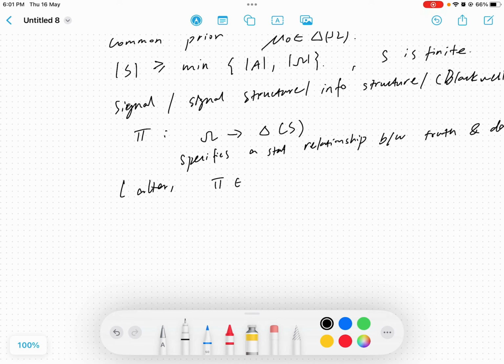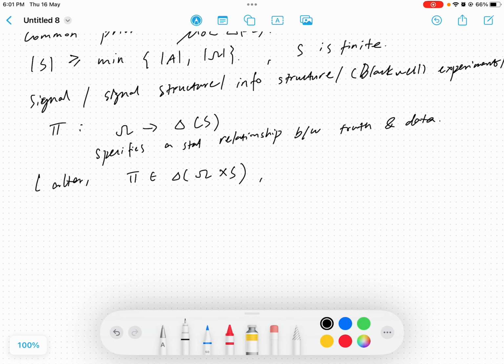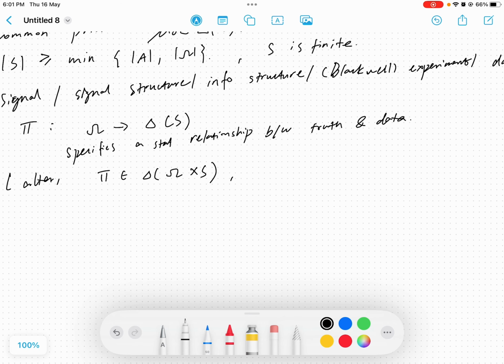Alternatively, we can define this pi as an element of the product between the set of the state and the signal realization. So that's another way to define this. But the marginal distribution over omega should be the prior here.